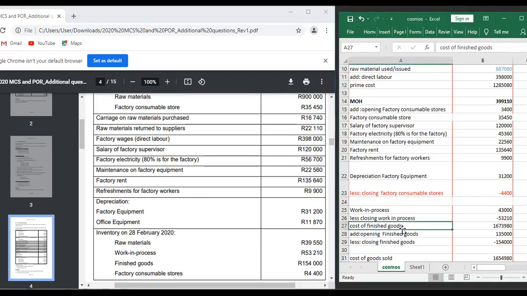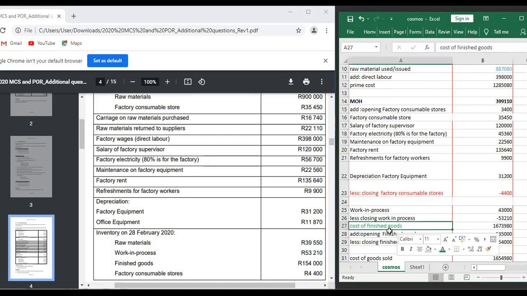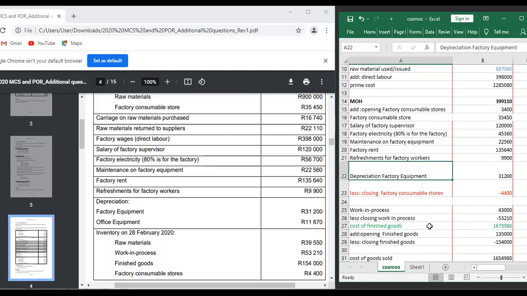This row here is very important, as we are going to get the cost of finished goods. So this is the cost of finished goods. Please do pay attention to this row. You need to know it. There's the cost of goods finished.